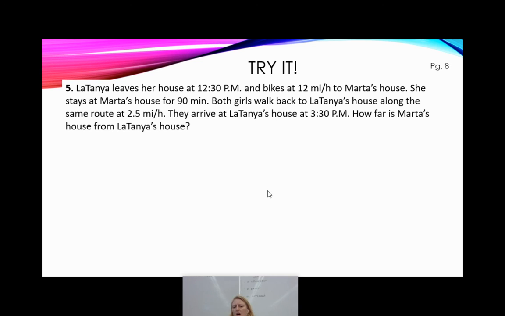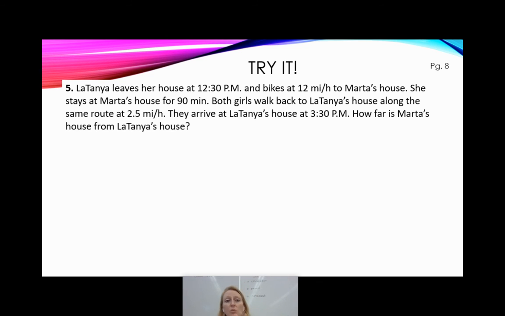Ooh, that was complicated, but not impossible. So using everything we just talked about, using everything we just did, can you try out this next problem? Problem number 5, toward the bottom there, just underneath the example we did on page 8.